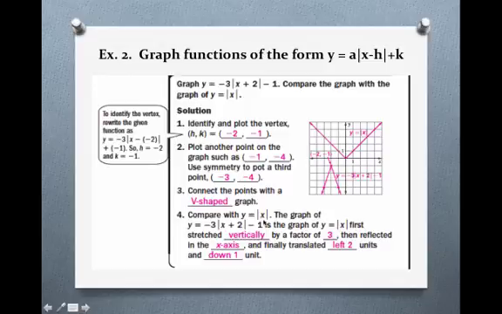Now, compared with y equals the absolute value of x, the graph of y equals negative 3 times the absolute value of x plus 2, minus 1 is the graph of y equals the absolute value of x first stretched vertically by a factor of 3. So the stretching actually happens first, then reflected across the x-axis, and finally translated left 2 units and down 1 unit. Because if you look at (-2, -1) compared to (0, 0), you've moved 2 units to the left and down 1 unit.